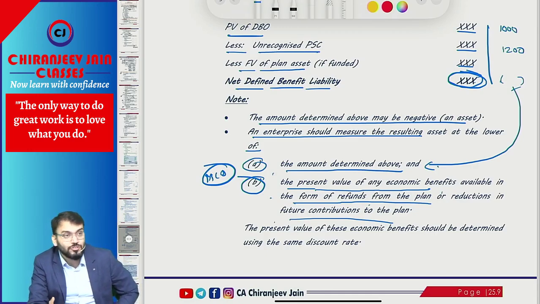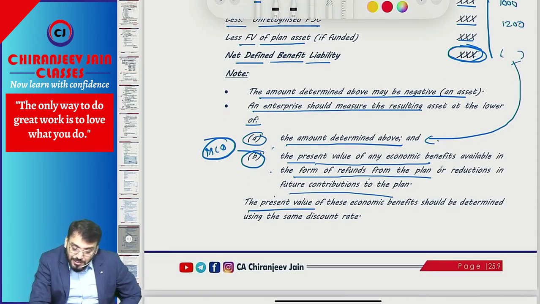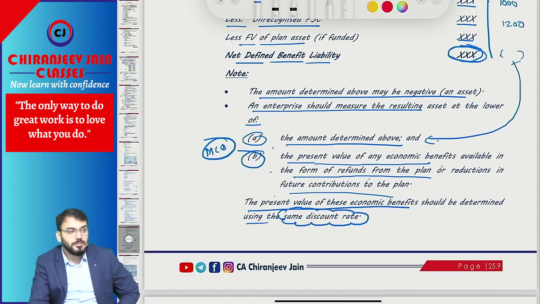Only for theory questions. A is what? Surplus as calculated above. B is what? Present value of economic benefit available in the form of refund from plan or reduction in the future contribution to plan. Understood? The present value of these economic benefits should be determined using the same discount rate whatever we have used for DBO.